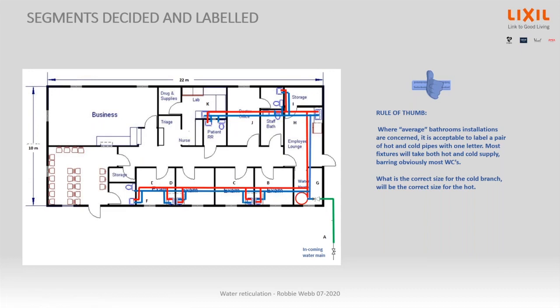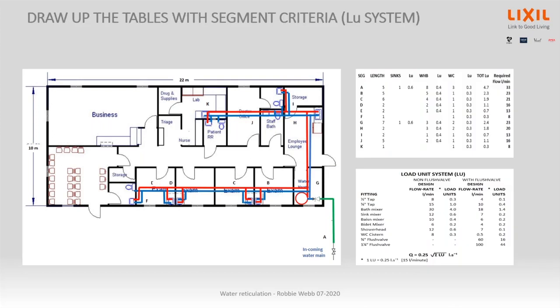Precisely the same thing. We draw up the table, change each segment's name. A, okay, it's feeding everything. B is only feeding those things. C, so you label each change in the segment, and we bring it onto this table over here.